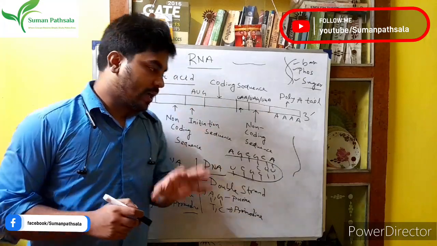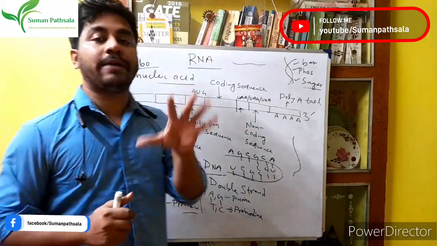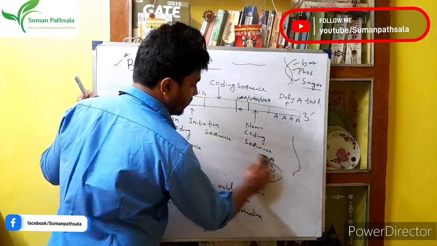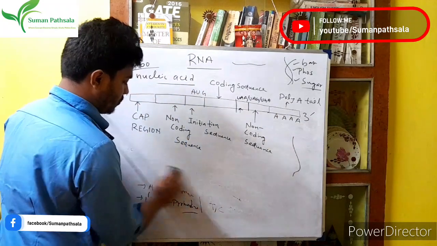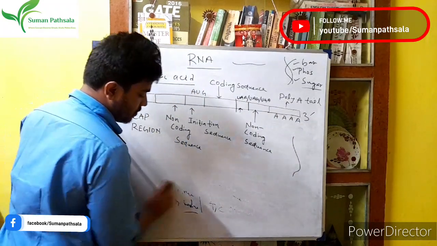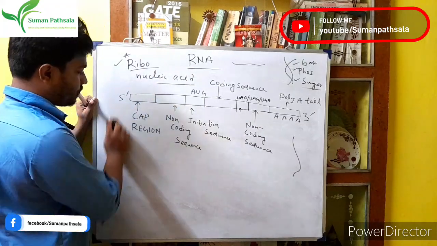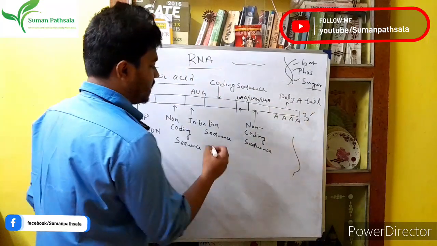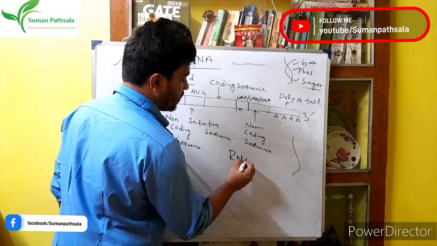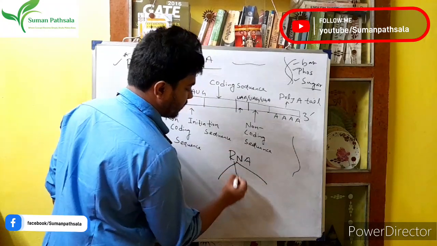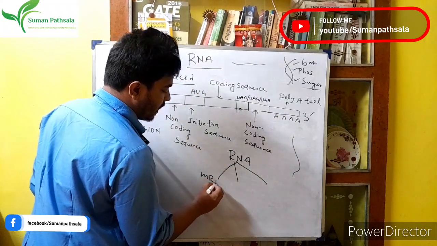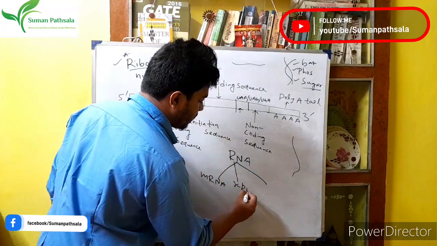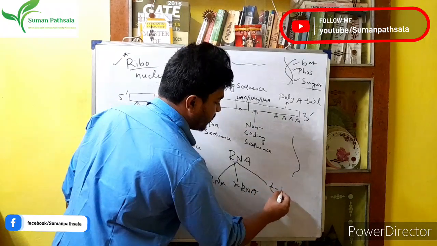Now we have to understand how many types of RNA there are. So I erase all those things. Generally, RNA is basically of three types. The first one is called mRNA, the second one is rRNA, and the third one is tRNA.